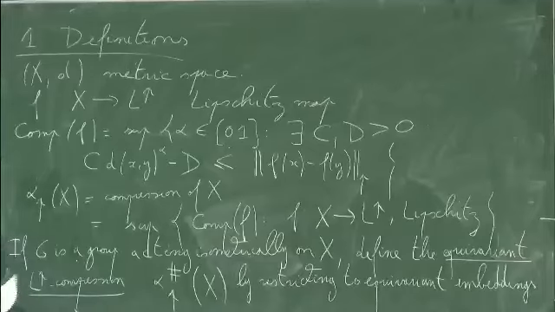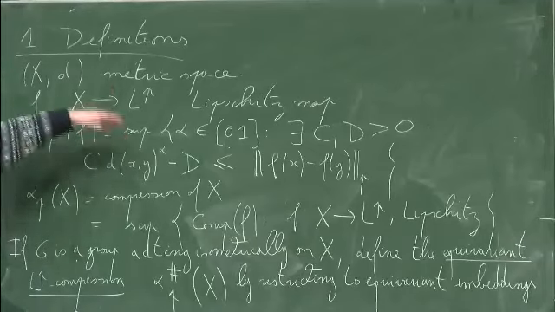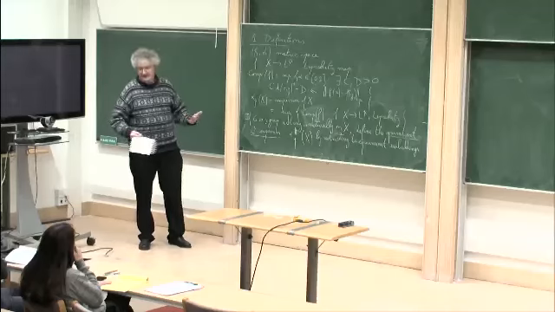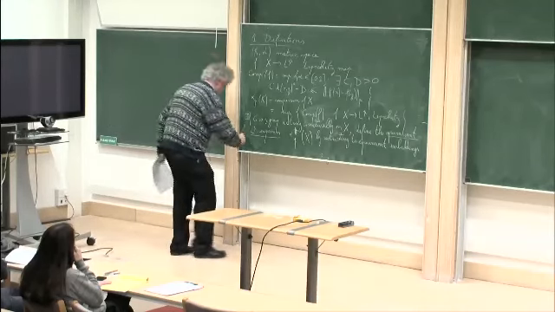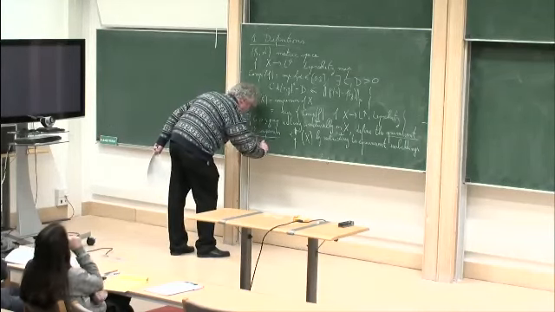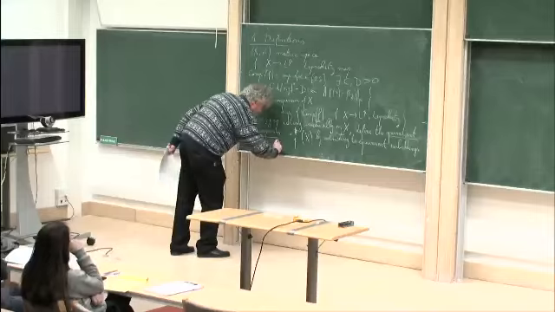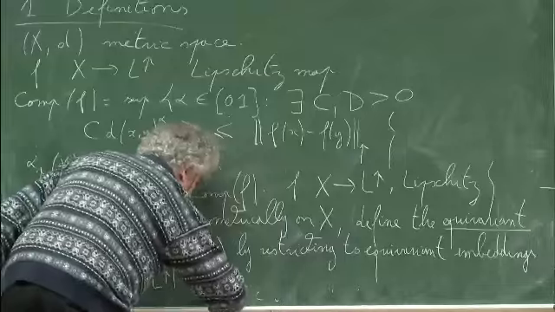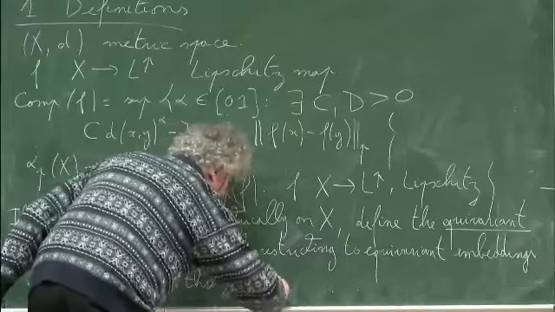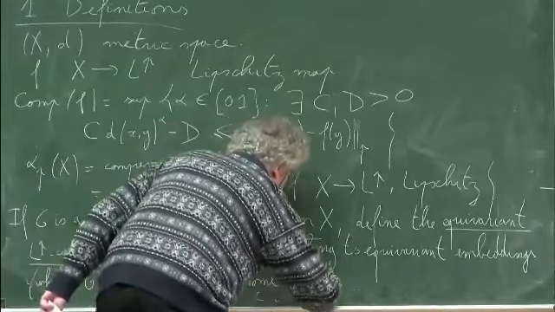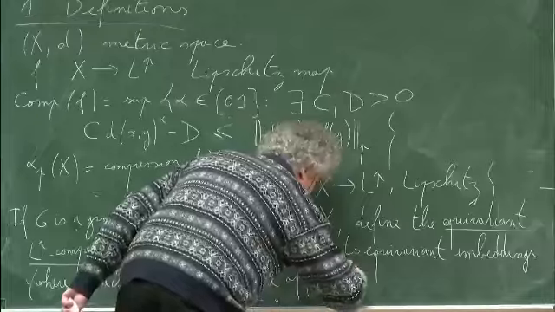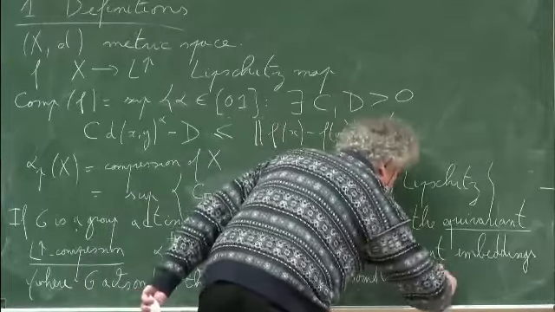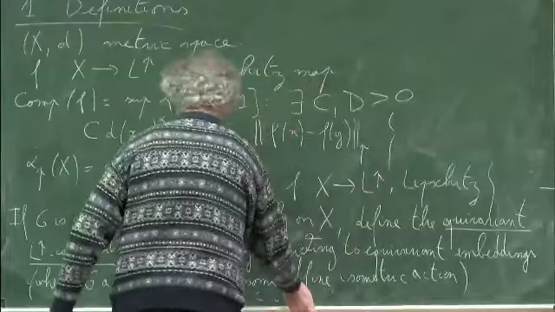And here, of course, I have to say how the group G acts on L^p. Well, it will act through some affine isometric action, where G acts on L^p through some affine isometric action.